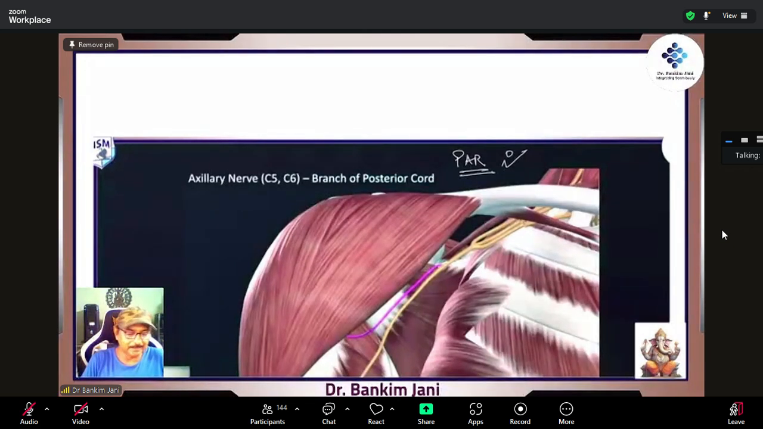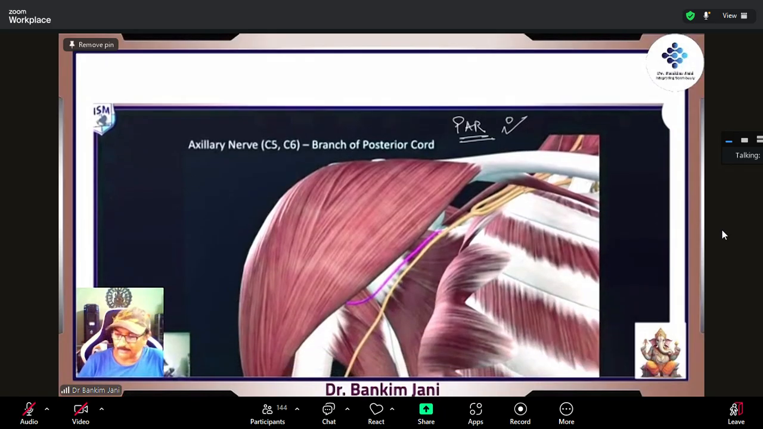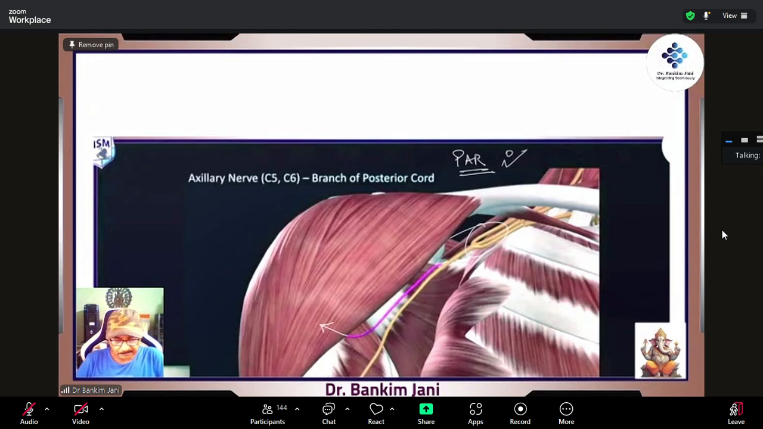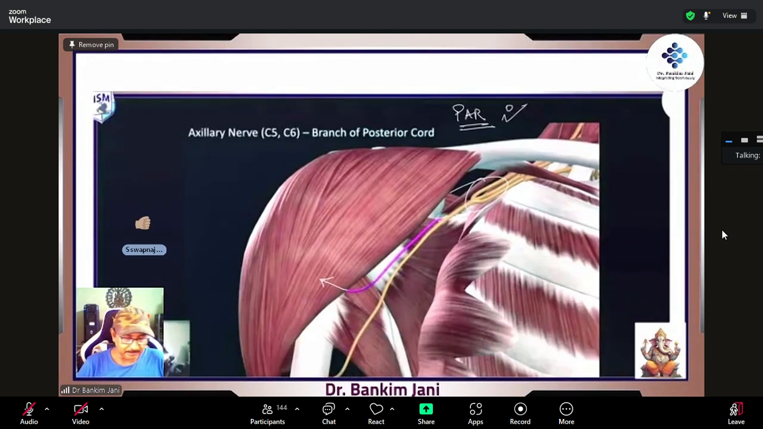Posterior cord will be giving the axillary nerve and the radial nerve. This is what we are watching. In one second you come to know that yes, this is the posterior cord, because we are getting the three divisions. 100% it is the posterior cord, and in the posterior cord there is one nerve which is going towards the area of our interest today. So that is the axillary nerve, C5, C6, which is a branch of the posterior cord, and that is what is going.